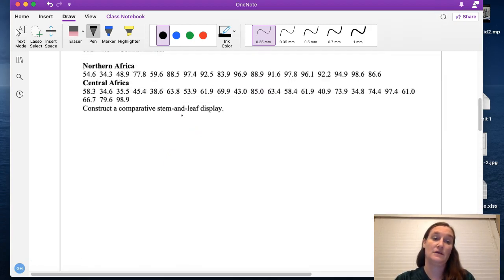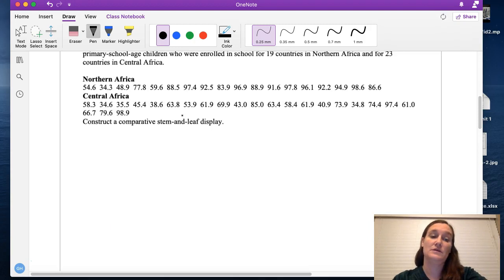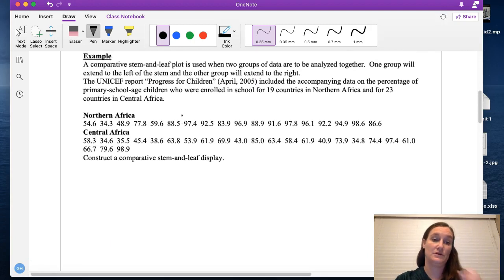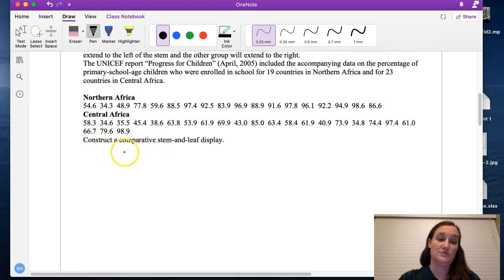So you're going to have kind of the same sentences with these as you did in chapter 3, but you are going to be using comparison words like greater than, less than, more, equal, stuff like that. Okay, so for this first one, we're comparing the percent of kids in school in North Africa and Central Africa, and you're supposed to construct a comparative stem and leaf display.